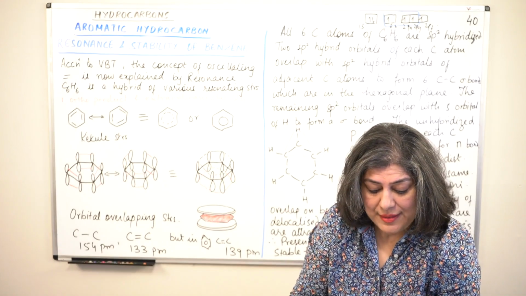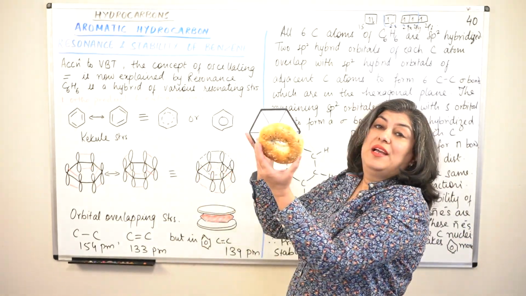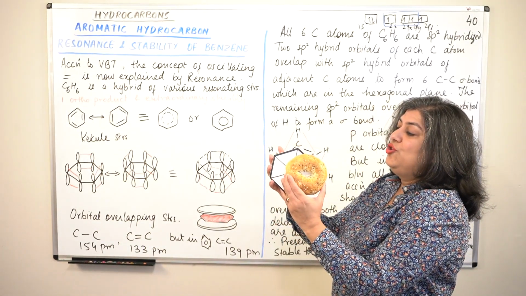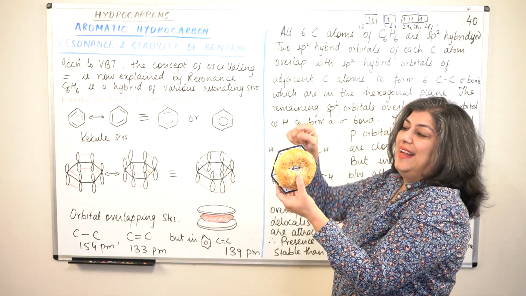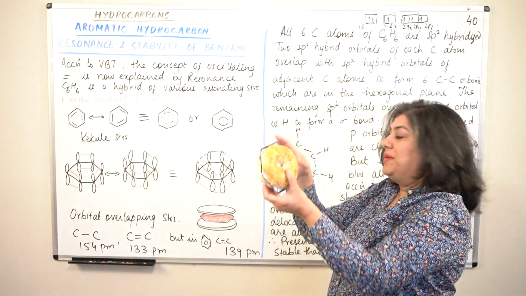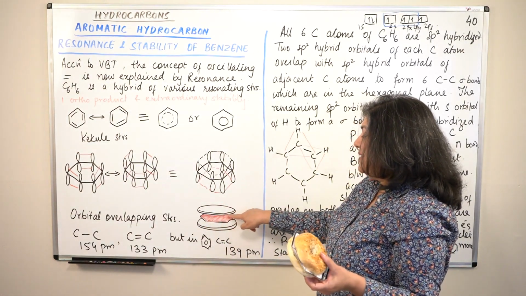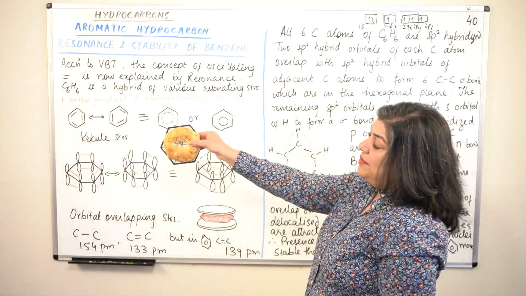So imagine that I'm making a sandwich of paper. Okay, imagine that this planar structure is between these. So you will imagine the structure to be something like this: the unhybridized p orbitals are forming the bun up here, the bun down here, and the hexagonal structure of carbon and hydrogen ring is in the middle.